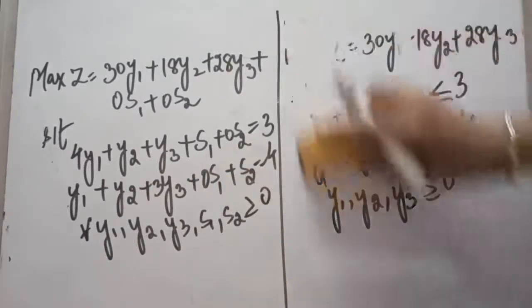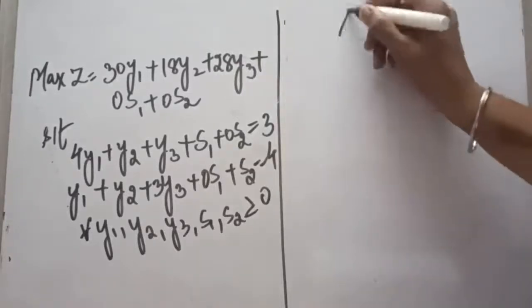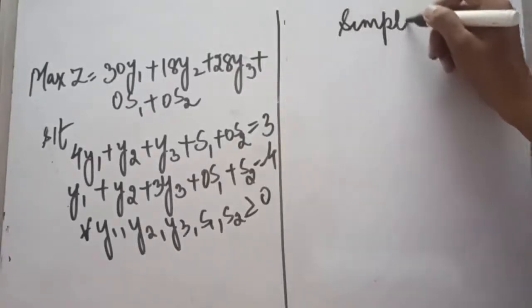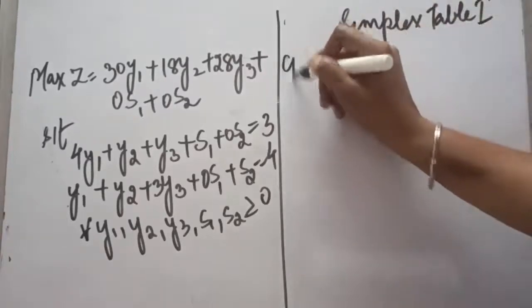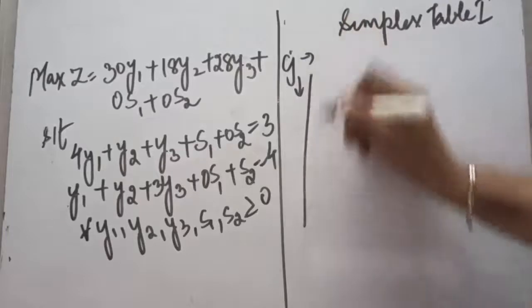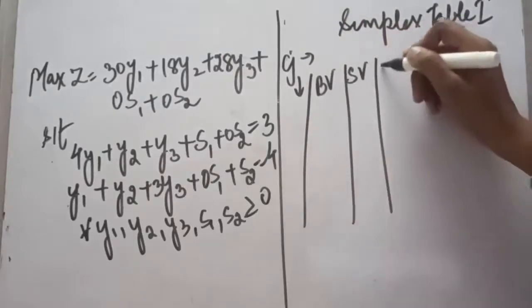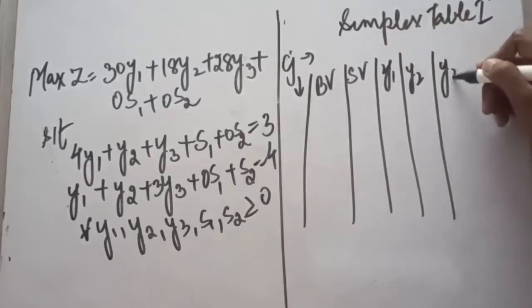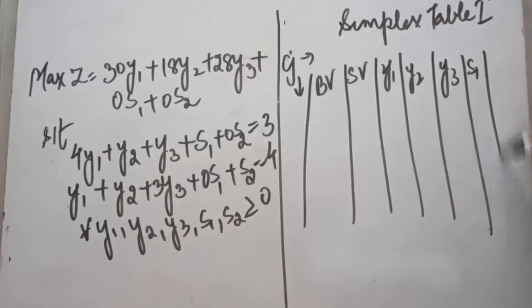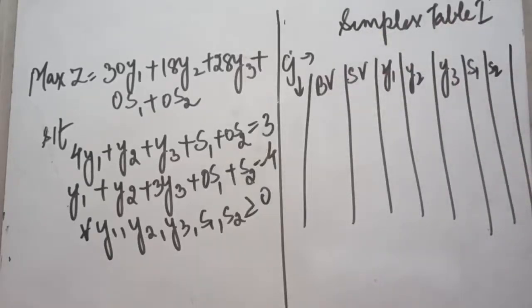Now after introducing these variables, we can create our simplex table 1. So simplex table 1 will be created. It will start with Cj, then basic variable, solution value, y1, y2, y3, s1 and s2. So how many variables are there? According to that we will create it.